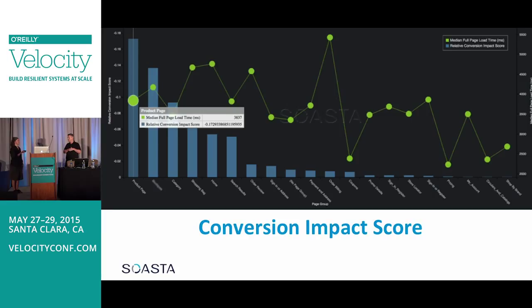So I'm really excited by this whole concept of having conversion impact scores and scoring your pages so that you can prioritize which ones to look at. We're going to be writing a blog post about it on our blog, so you can watch for that sometime in the next little while.